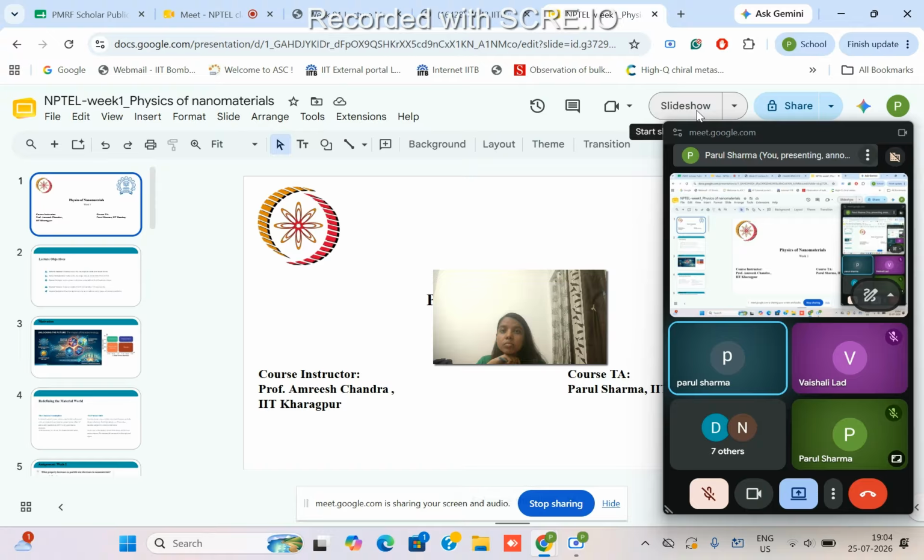purple color. Similarly, for silver nanoparticles, the size is different, the color is different. That is, 40 nanometer is giving us blue color, 100 nanometer is giving us yellow color, and the shape is also different.